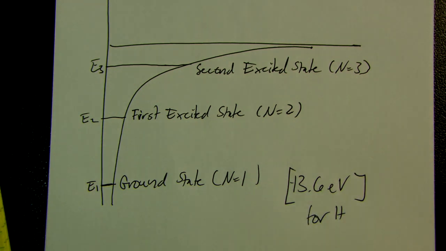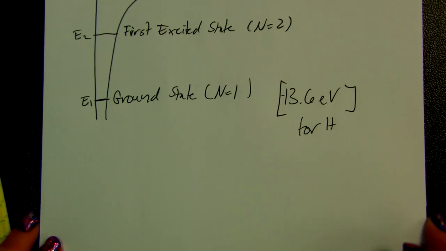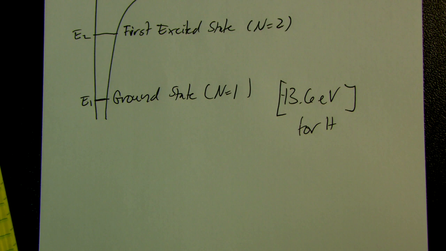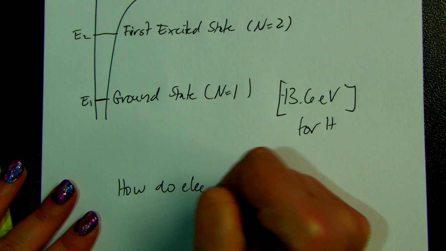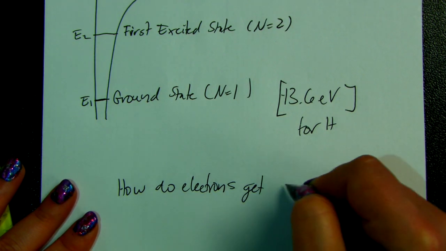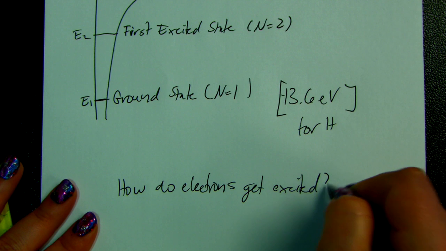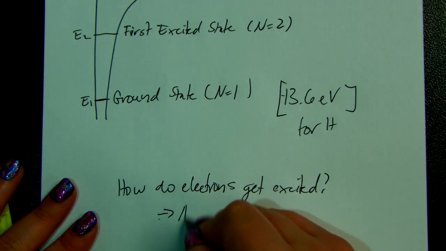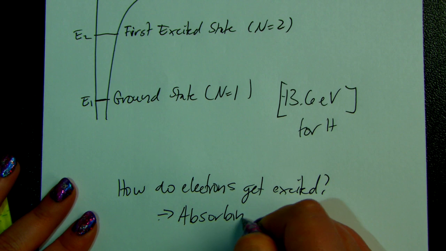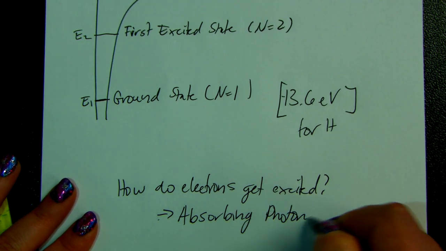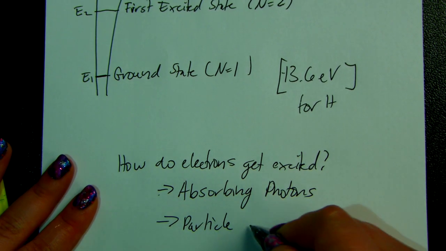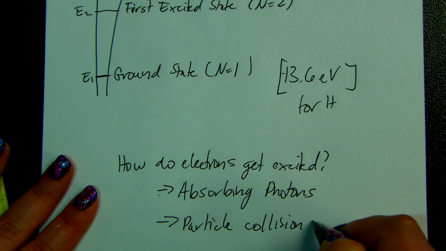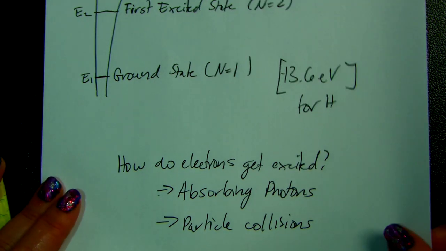Okay, so you might be asking, how exactly do these electrons get excited? There are two main ways: absorbing photons, those light particles we talked about, and particle collision. And we will go through both and how they happen.